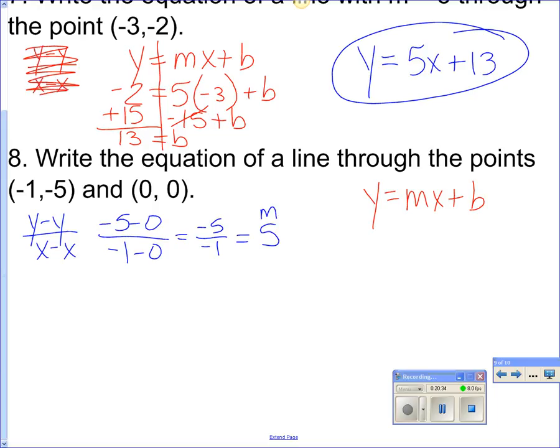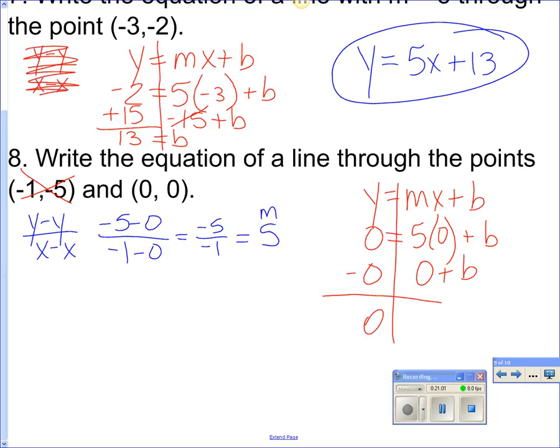All right. Tamara, what's going in for y? Okay. You want to use this one? Okay. So she's marking out that one. It doesn't matter which one you mark out. If you did it differently, you don't have to erase it, guys. It'll work out the same way. So she's putting in 0, 5 times 0 plus b. What's 5 times 0? What's 0 minus 0? So you get 0 for b.